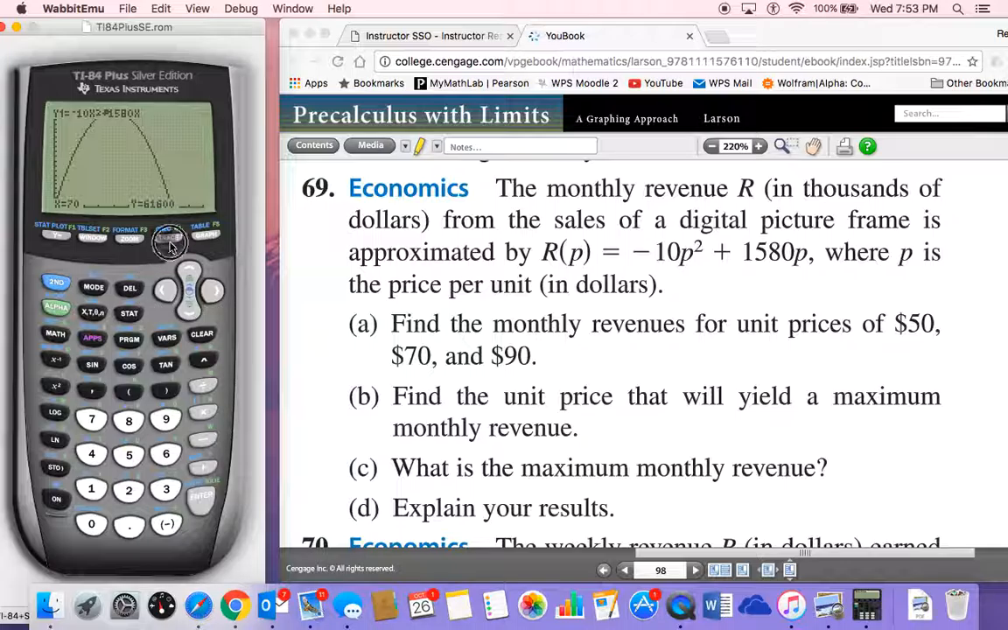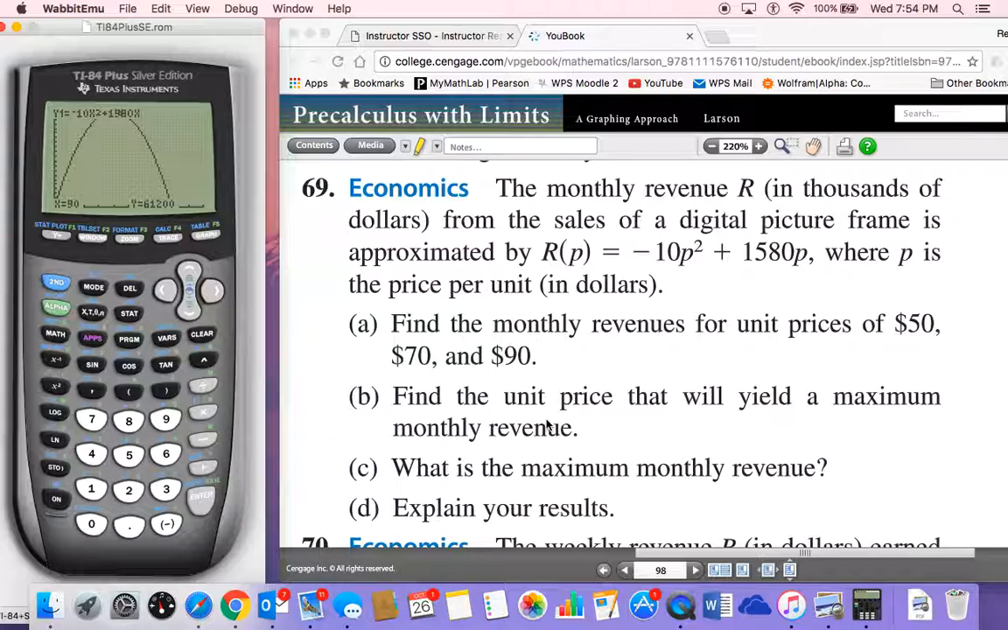All right. So trace, and now I'm going to hit 90. And when I sell my picture frame for $90, my monthly revenue is right here. Okay. Let's read this problem again. The monthly revenue in thousands of dollars. That doesn't make sense for monthly revenue. I think that this stands, so it's really just 61,200. Anyway, so that's how easy it is to find the Y value at different X values.